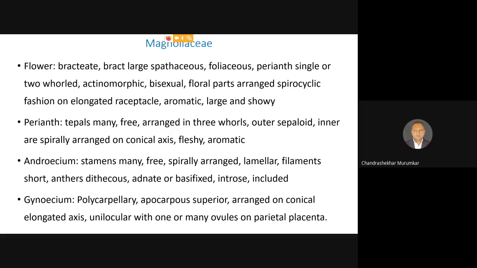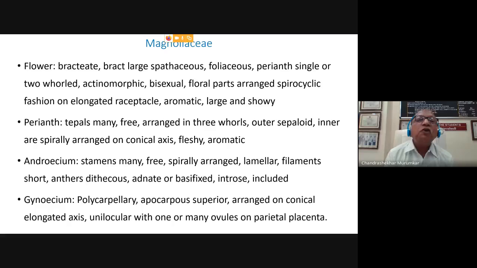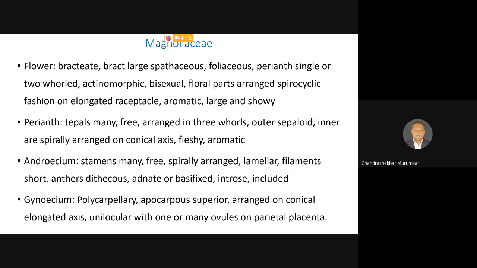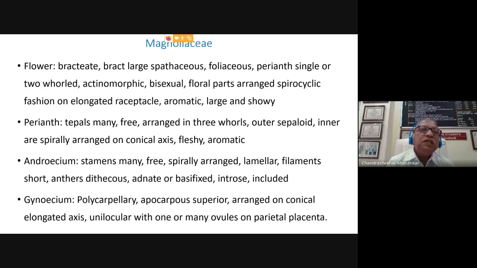Okay, we were talking about the flowers which are borne solitary. Now let us go ahead. Now the flowers are bracteate. Obviously the bract is also very large and it is also spathaceous, that is boat shaped. It is generally foliaceous, green, and that is also deciduous, breaking down. The perianth is generally present in a single or two whorls. Sometimes the perianth may be present in multiple whorls, that is 2, 3, 4, 5 whorls. Now obviously they are all equal, that's why actinomorphic, bisexual.